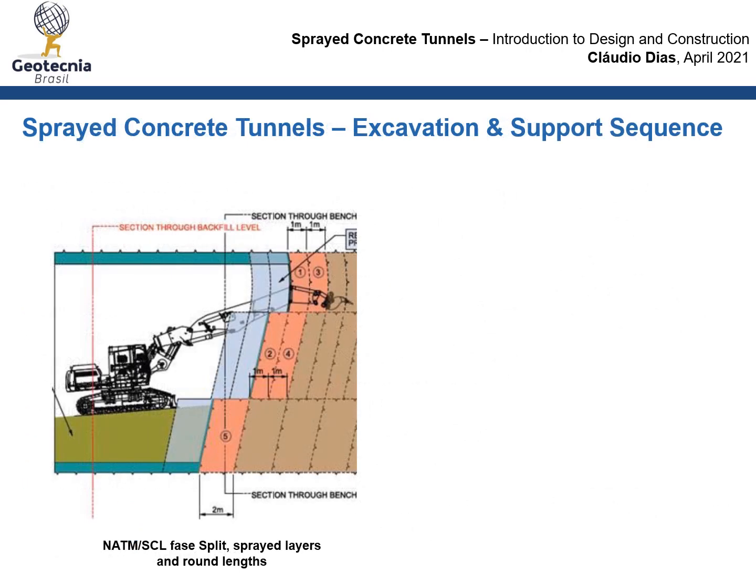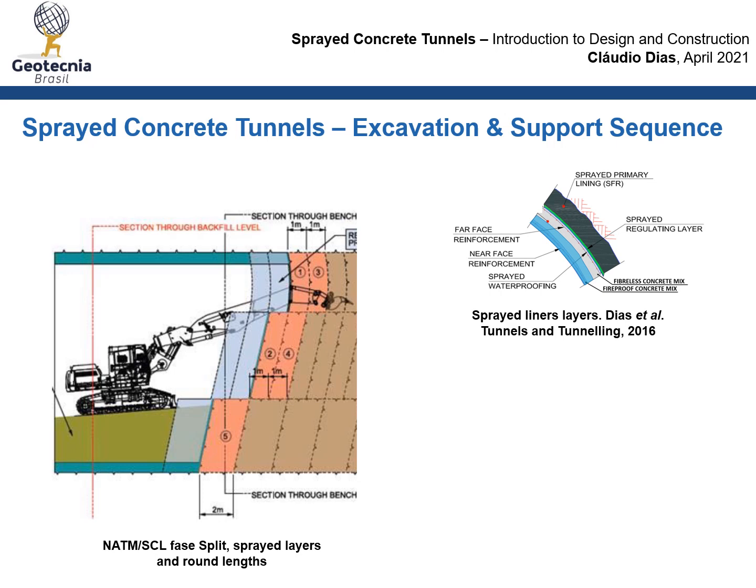In terms of the excavation and support sequence in a tunnel, we can see in this image, first we have the excavator removing the ground. In this case, we have the top heading, bench and invert. This is done in several advances that we call round lengths, typically of 1 meter. And then we have the spraying works.